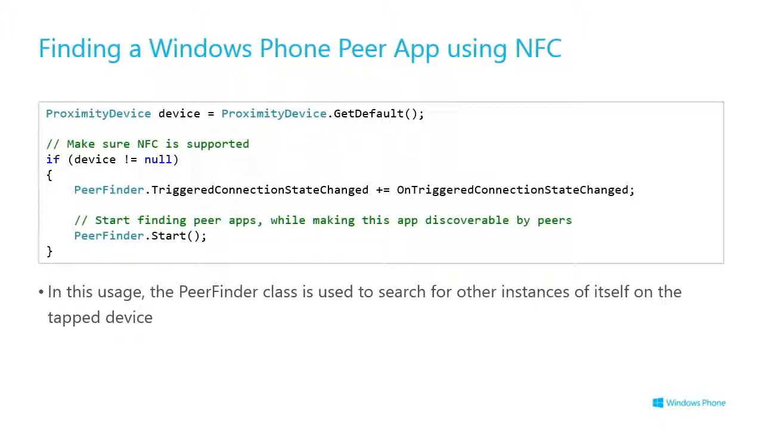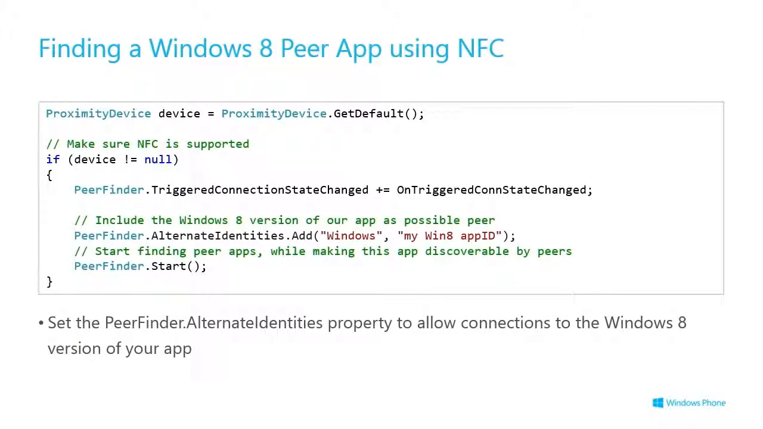So we're actually using tap to set up a higher bandwidth connection. The small strings are one thing, but here we're using tap to connect and set up a higher bandwidth connection, a stream socket between the two. The way we do that is we call PeerFinder.Start, but we need to hook the TriggeredConnectionStateChanged event. This is for NFC tap to connect. This will work between Windows Phone and Windows Phone, but it'll also work between Windows Phone and Windows 8.